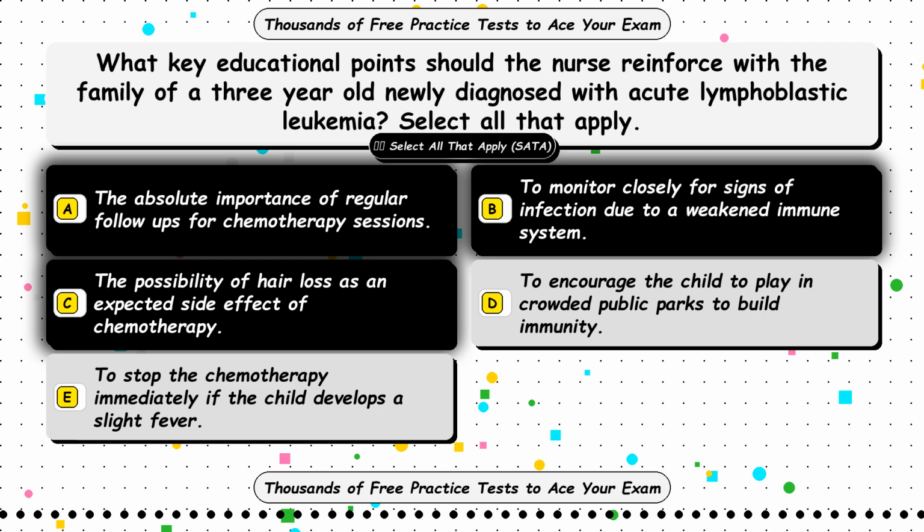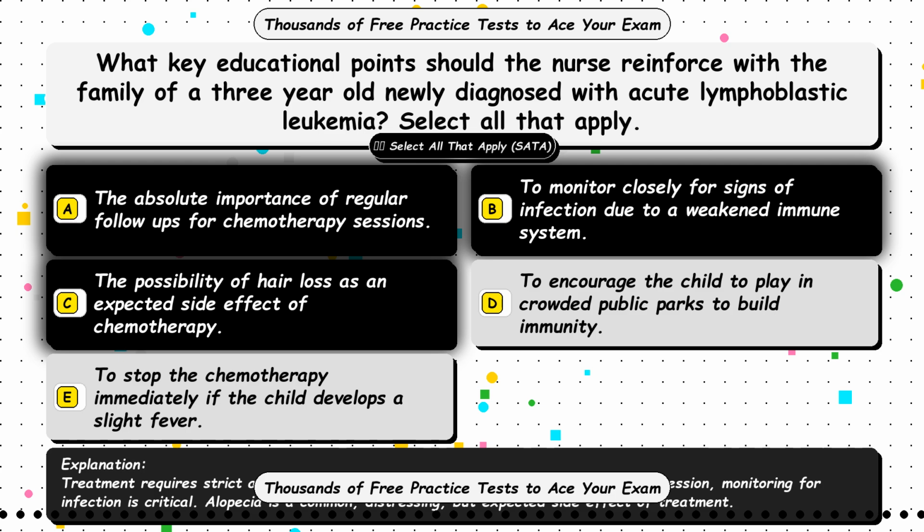The correct answers are options A and B and C. The absolute importance of regular follow-ups for chemotherapy sessions. To monitor closely for signs of infection due to a weakened immune system. The possibility of hair loss as an expected side effect of chemotherapy. Treatment requires strict adherence to chemotherapy schedules. Due to immunosuppression, monitoring for infection is critical. Alopecia is a common, distressing, but expected side effect of treatment.